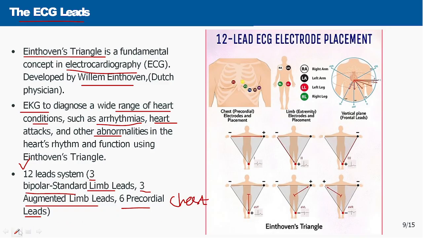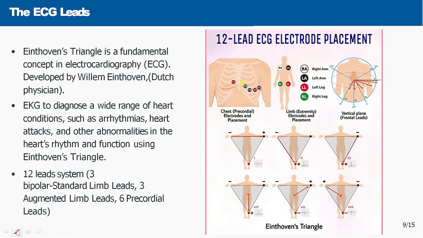Okay, so now you mark here. The lead systems are as follows. First we have the 3 bipolar leads. Bipolar means we take a positive and a negative lead and take the difference between them. That difference will be recorded. Here you have the right arm, left arm and left leg, and the right leg is considered as the reference point.